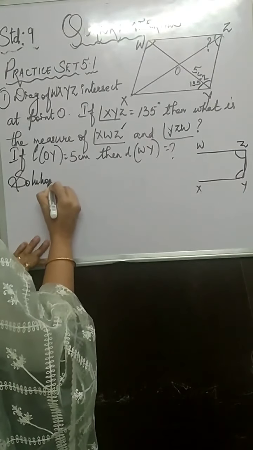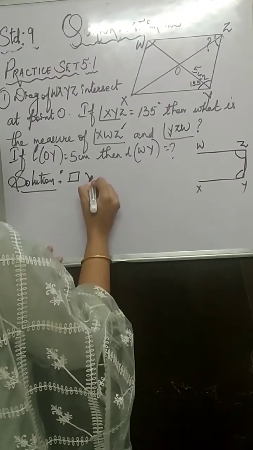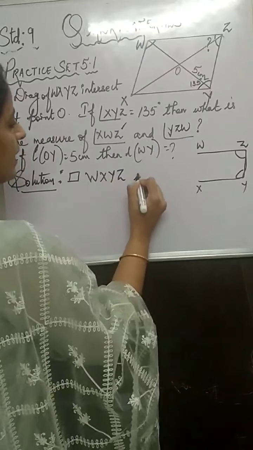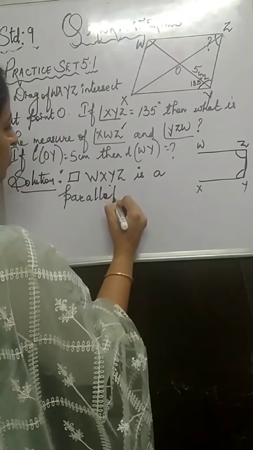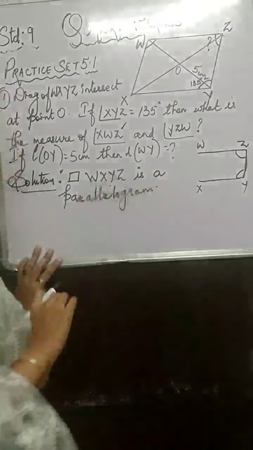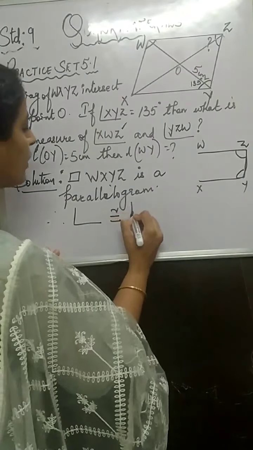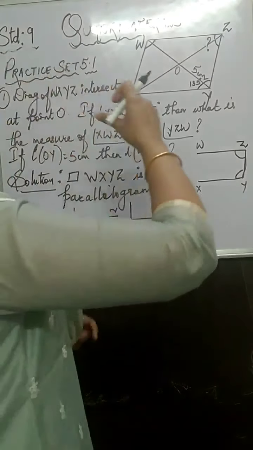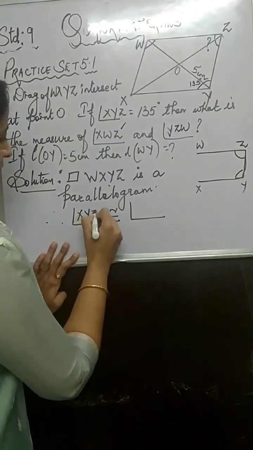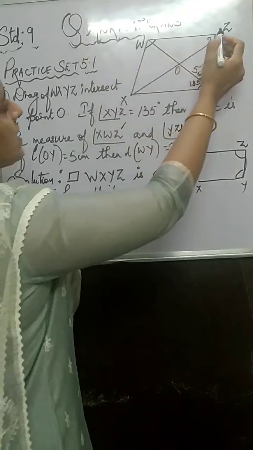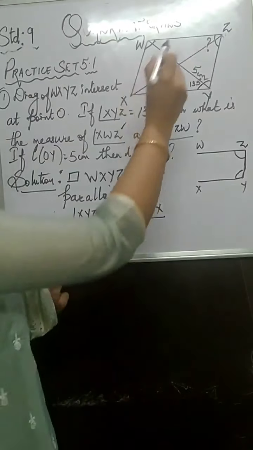Solution. This is not to be proved, this is to find, so write solution and mention quadrilateral WXYZ is a parallelogram. First thing done. Therefore, which angle is congruent to which angle? Angle XYZ is congruent to the opposite angle ZWX. Correct name now?